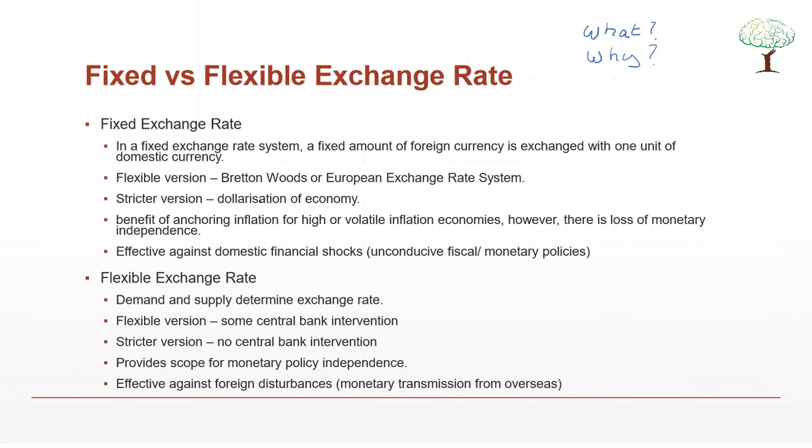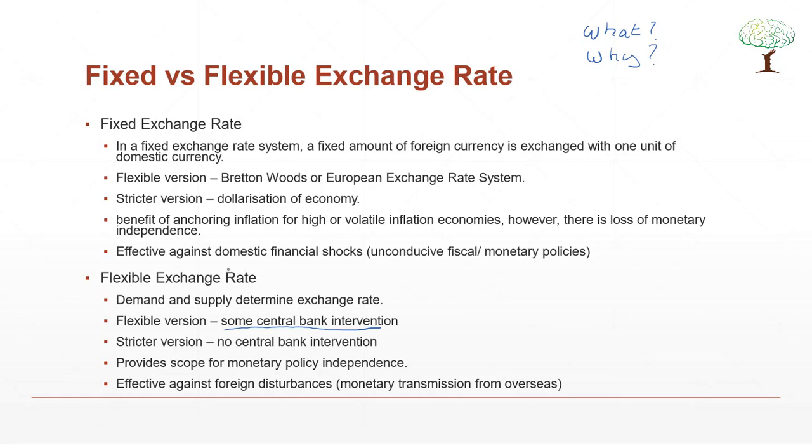In India, we have adopted the flexible exchange rate fully from 1993, but we have a managed floating rate, or managed flexible exchange rate. What does that mean? That means that there is some portion of central bank intervention in the market.